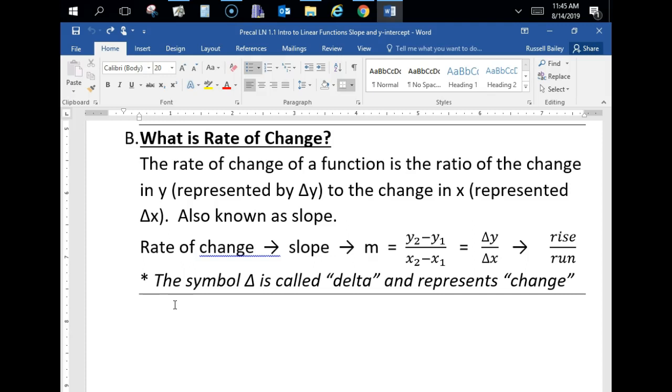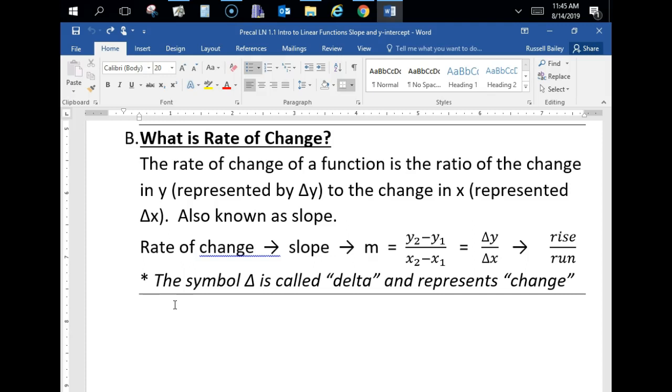In other words, the rate of change is the ratio, the comparison in a fraction, of the change in y and the change in x. So rate of change is just fancy words for slope, because that's what slope is, right? Isn't slope y2 minus y1 over x2 minus x1?